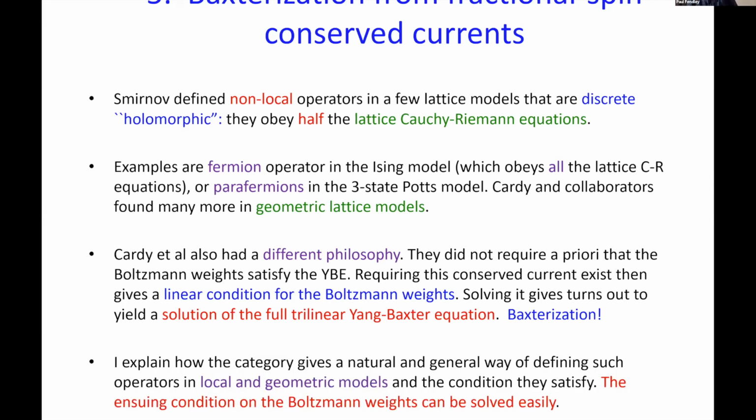So I'm going to explain now all this category I spent 40-something minutes explaining, which gives you the perfect setup to generalize everything Cardy and Smirnov did in this language, and generalize it to local models. And then I can actually even just solve this linear equation. I still can't prove the Yang-Baxter solutions, but I can prove it.